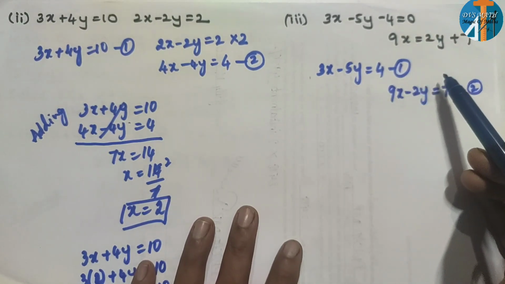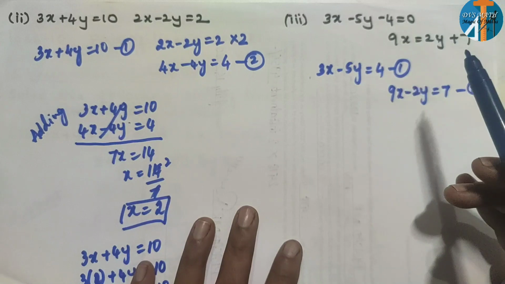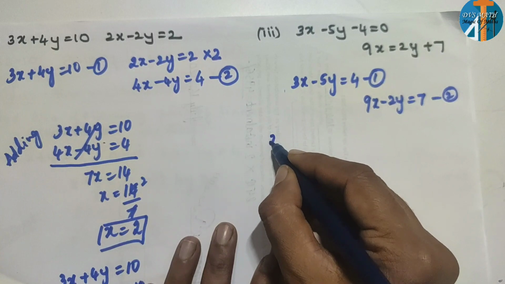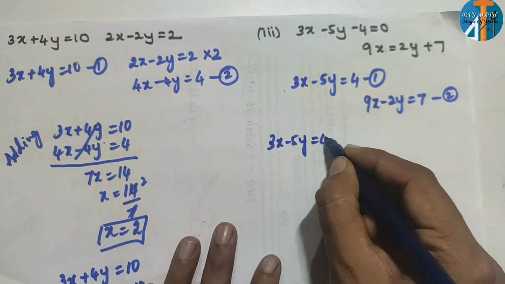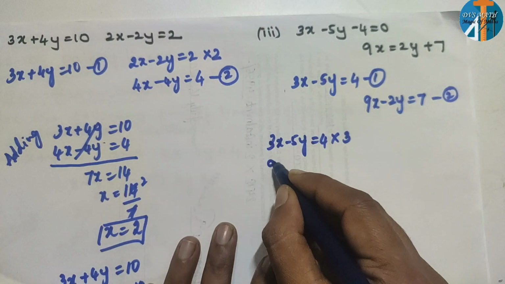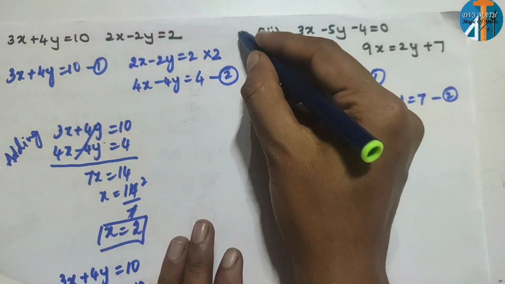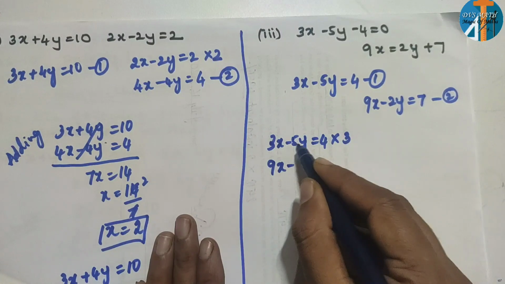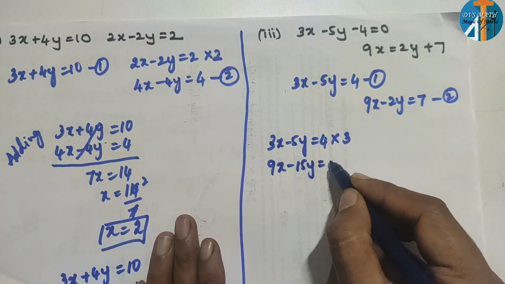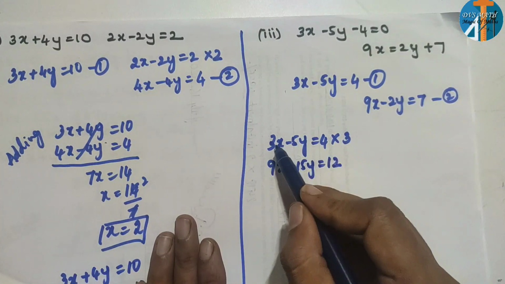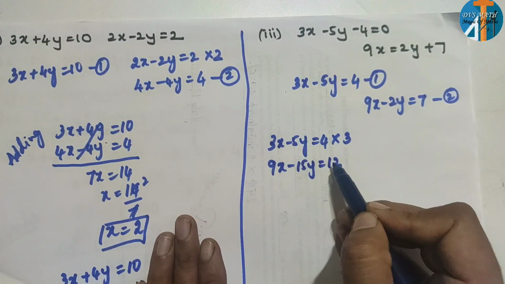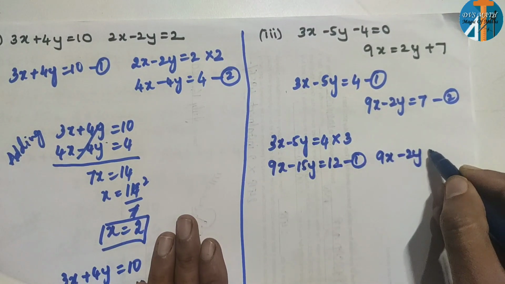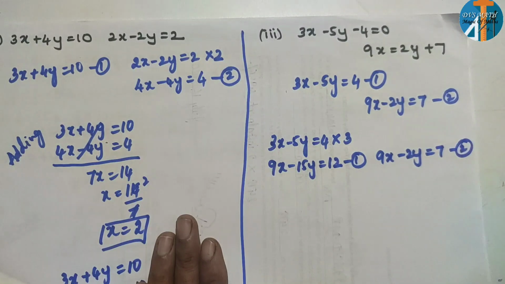So instead of multiplying both equations, just multiply only one equation by one number. Take the first equation, 3x minus 5y is equal to 4, and multiply by 3. So it becomes 9x minus 15y is equal to 12. Observe carefully: 3 3s are 9x, 3 5s are 15, 3 4s are 12. Consider it as equation 1. The other one, 9x minus 2y is equal to 7, is equation 2.